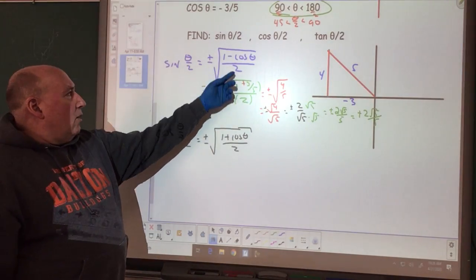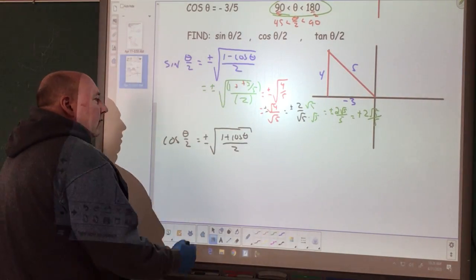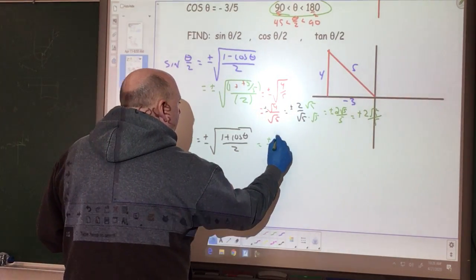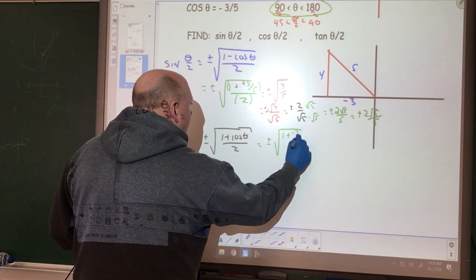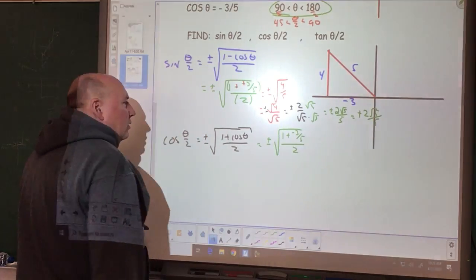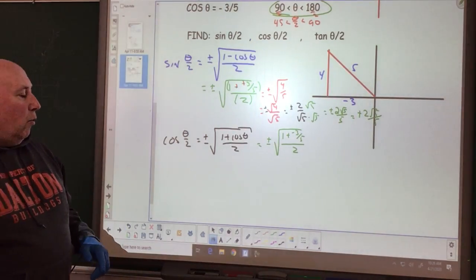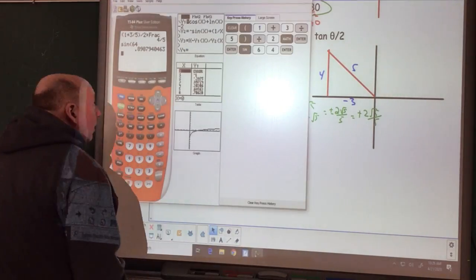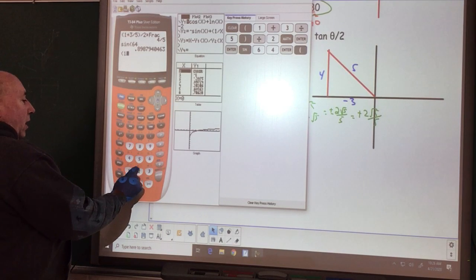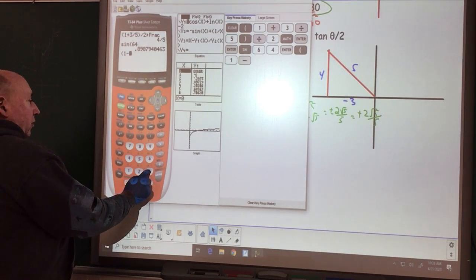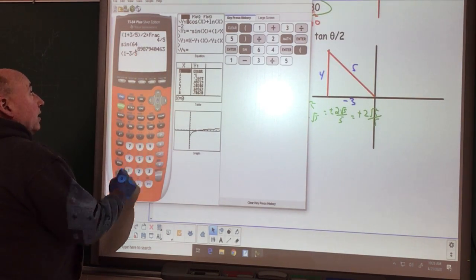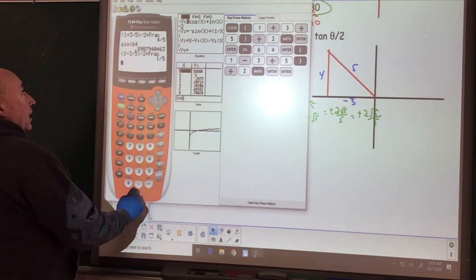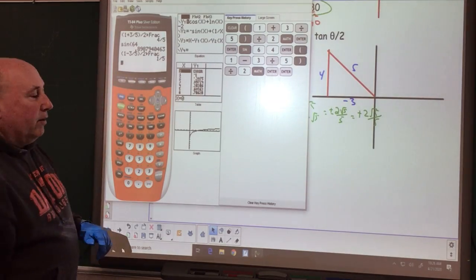Well, the cosine of theta, once again, is negative 3 over 5. So we have plus or minus the square root of (1 plus negative 3 over 5) divided by 2. Once again, we can clickety-clack through our calculator. Parenthesis 1 minus 3 divided by 5, divided by 2. Hit your math button, hit enter. We get the value of 1/5.